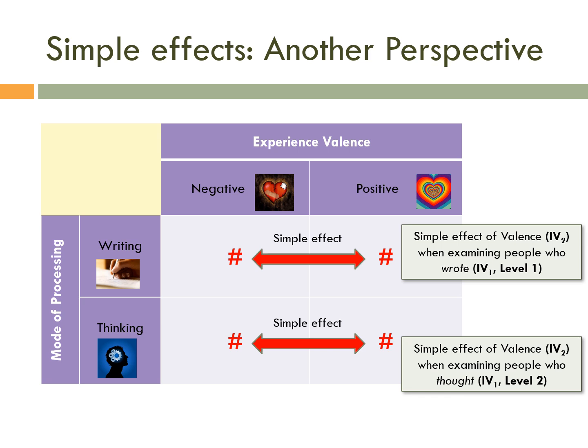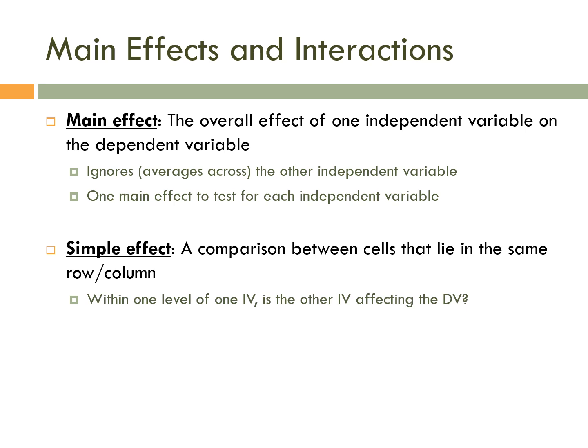And then we could ask a second sub-question of when you're thinking about an experience, do you have better well-being when you're thinking about a negative experience or when you're thinking about a positive experience? And we're doing that comparison. So we have the simple effects of the valence when examining people who wrote about it. And then you have a simple effect of valence when you're examining just people who thought about it. So within a single level of one IV, you're looking at the effect of the other IV on the dependent variable.